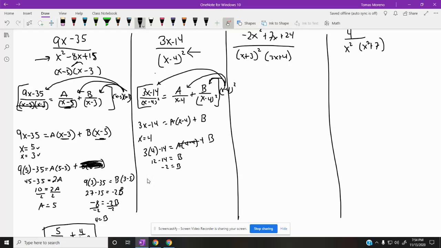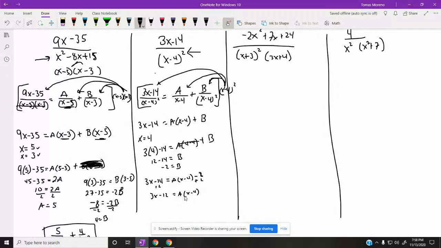So now that we have b, what we're going to do is solve for a. Since we know the other letter, we can plug it in: -2. Okay, so if b is -2, let's solve for a. So we add 2 to both sides. We get 3x minus 12 equals a over x minus 4.